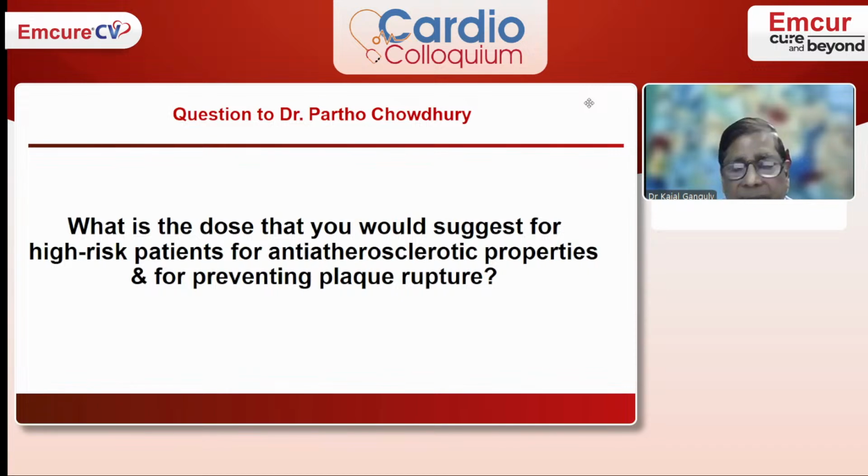I also asked the same question to Dr. Salim Yusuf, who is the main man for the HOPE trial. And that showed that to get the maximum anti-atherosclerotic benefit, we should have almost 10 milligram of ramipril daily. Lower doses are antihypertensive, but they don't produce a significant anti-atherosclerotic effect. Right. So we go to the next question.